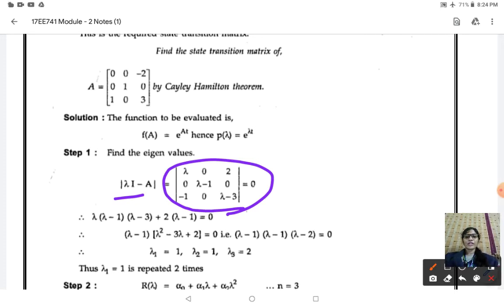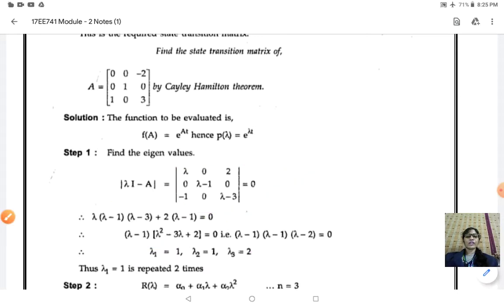equation, that is, the determinant value. When you find the determinant value for this particular matrix, you get lambda minus 1 into lambda square minus 3 lambda plus 2. So the roots of this characteristic equation will give the eigenvalues. Here how many eigenvalues do we have? 3 eigenvalues. Now we need to write the remainder polynomial equation.